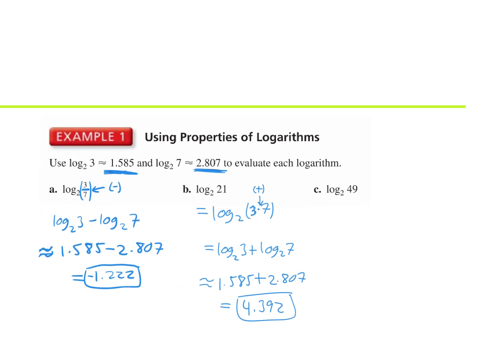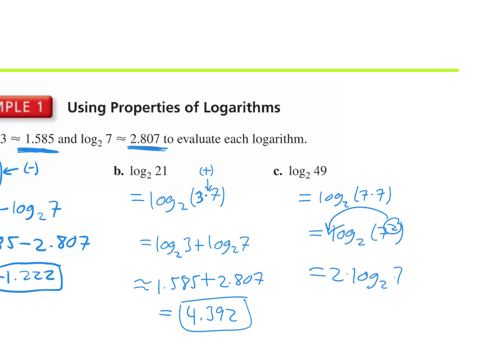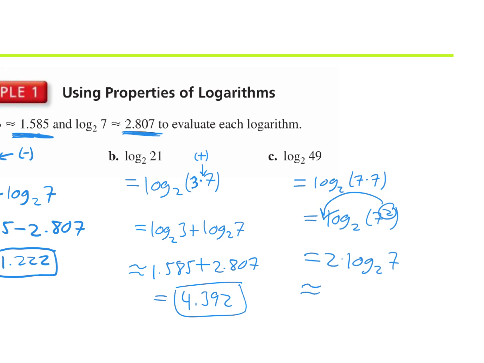And if you look at part C, I have log base 2 of 49. 49 can be rewritten in terms of 7. So you can do what we did in part B and say that this is log base 2 of 7 times 7. But another way to write 7 times 7 is 7 squared. So I have log base 2 of 7 squared. And now we can use our power property, right? This exponent is going to go out front. So we get 2 times log base 2 of 7, and so this is going to be approximately 2 times 2.807.